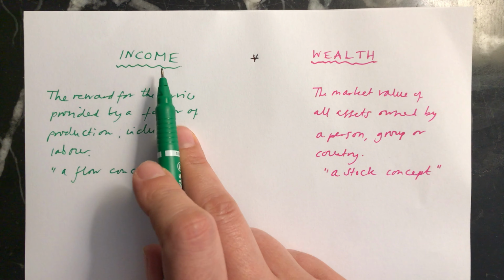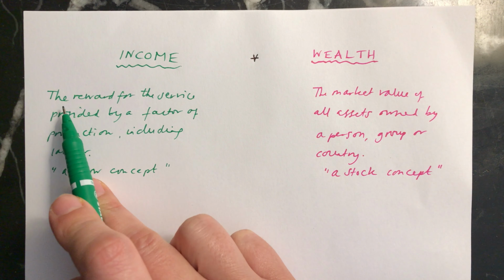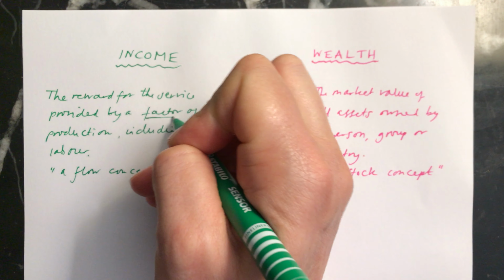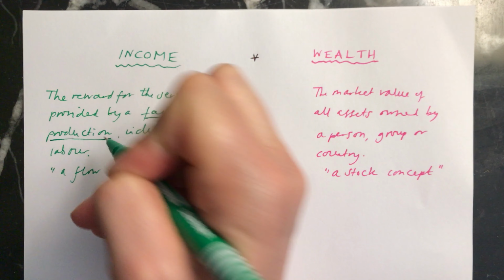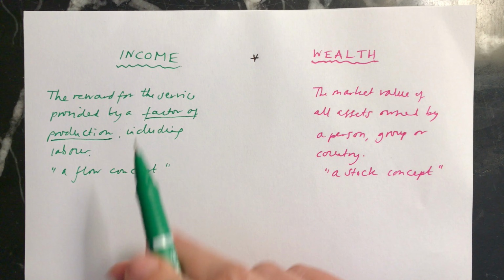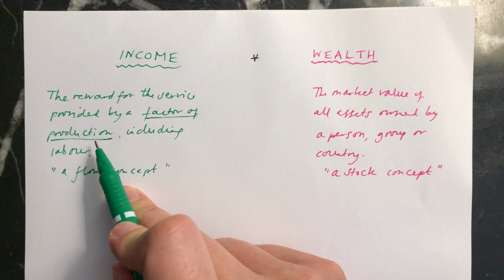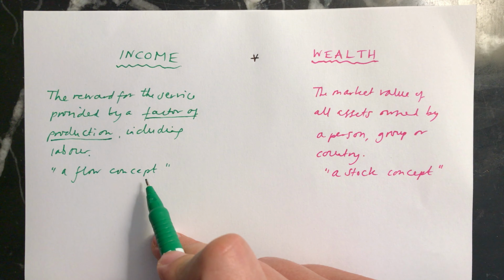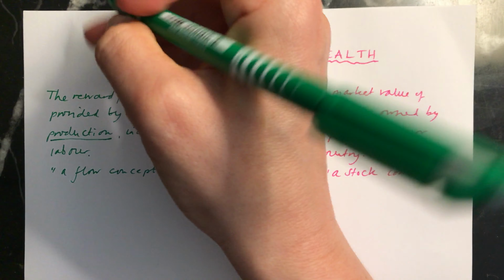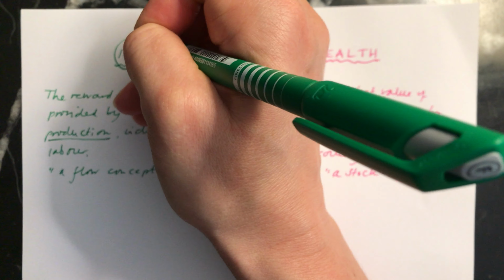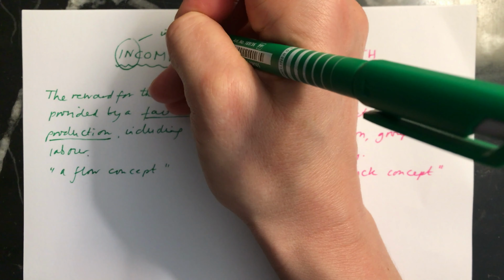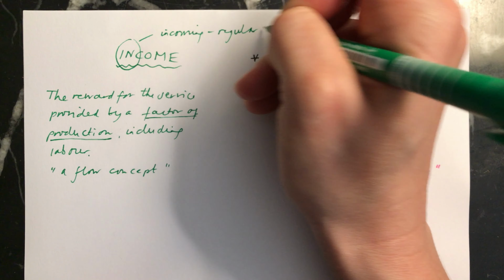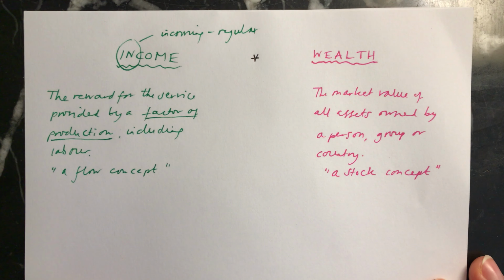So the first one, income. The definition is the reward for the service provided by a factor of production, including labour. So if you provide a factor of production, you're going to get something in return, and that's what income is. And we say that this is a flow concept. The way to remember this, I find, is that income is incoming. It's regular. It's money that's coming in on a regular basis to you.